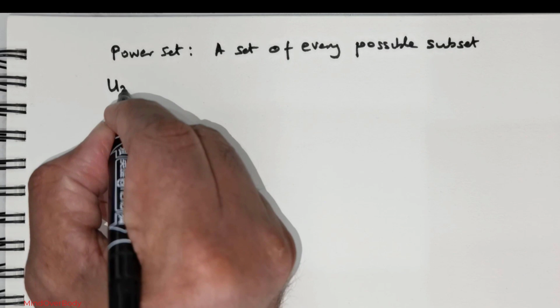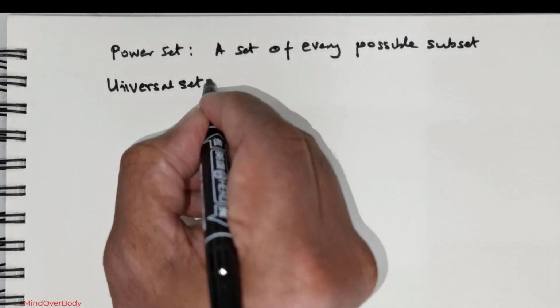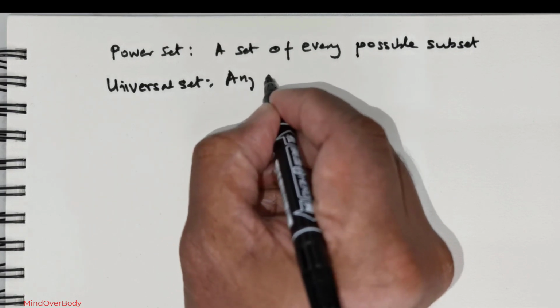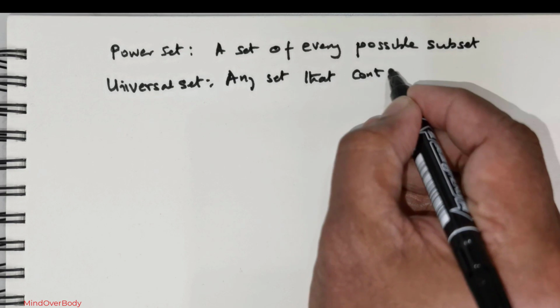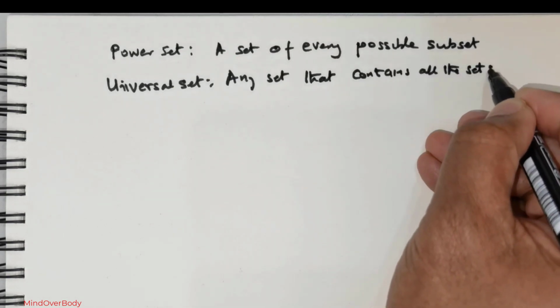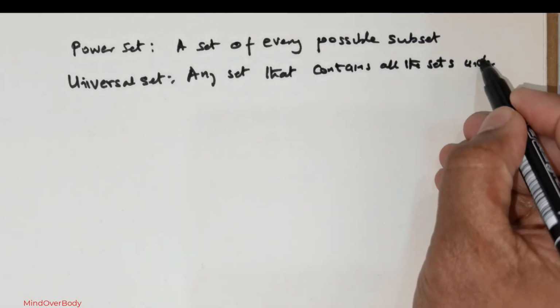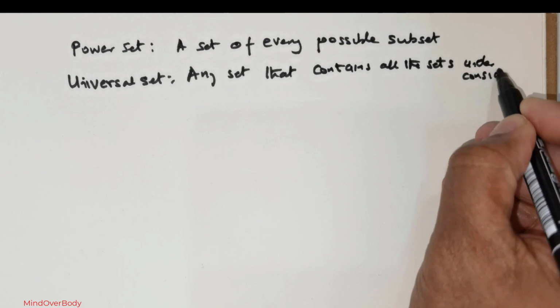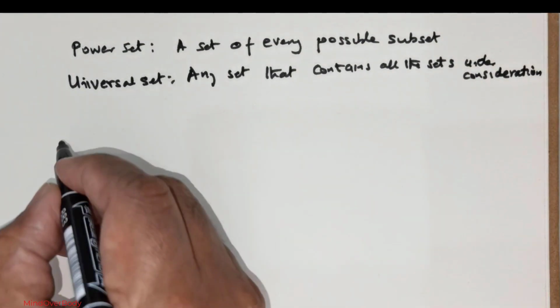And next is the all important universal set. So what is the universal set? Any set that contains all the sets under consideration, right? So that is the universal set.